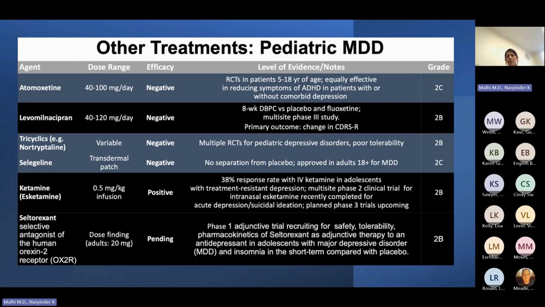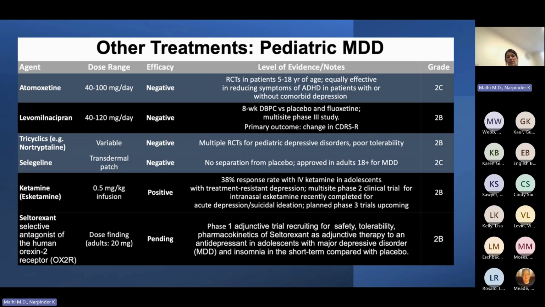Levomilnacipran is not present in the US market, but is present in the European market, and has not shown equal benefit in depression trials. We are also not very commonly utilizing TCAs, such as nortriptyline, or selegiline and MAO inhibitors, in the pediatric population. Some of the trials have also shown negative outcomes for these medications.